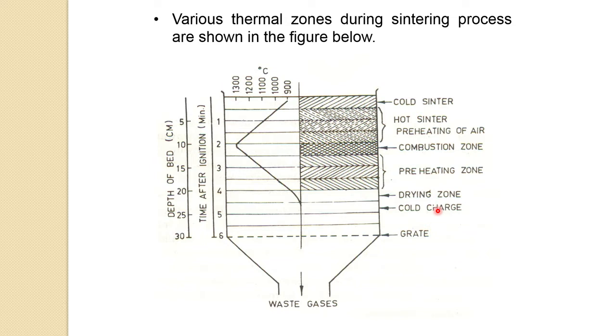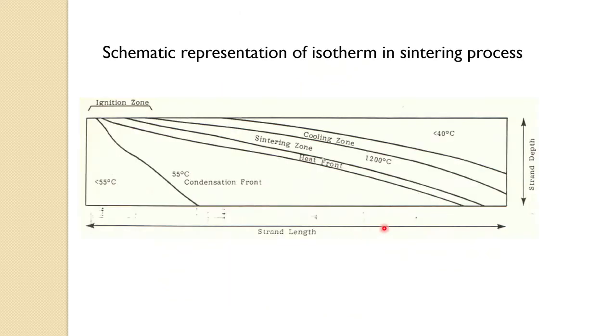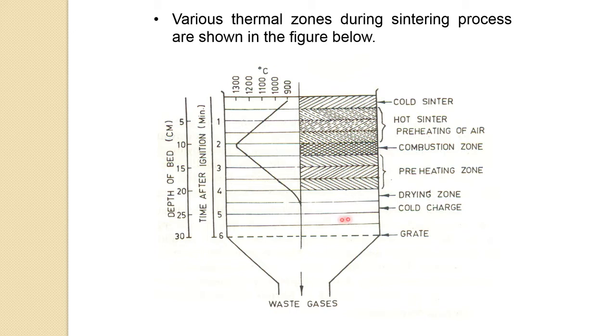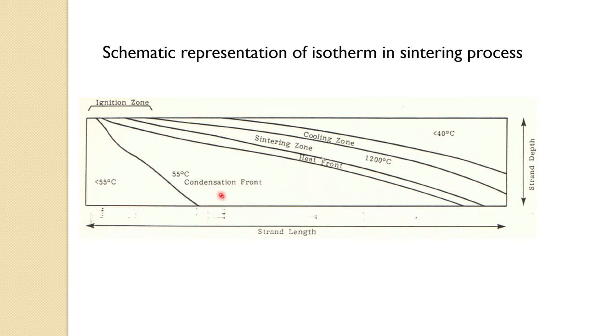If we talk a little bit about the heat transfer here, that is the thing which we discussed. The condensation is occurring after that in this zone, because the moisture which has evaporated is recondensing in the lower temperature zone. You have a sintering zone at about 1200 degrees C, then you have a heat front cooling zone, and the top one really, the atmospheric air, gets cooled down below 40 degrees.